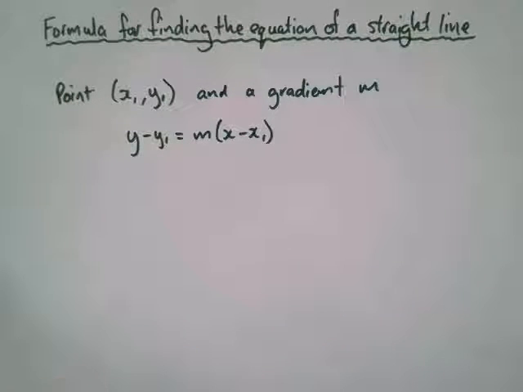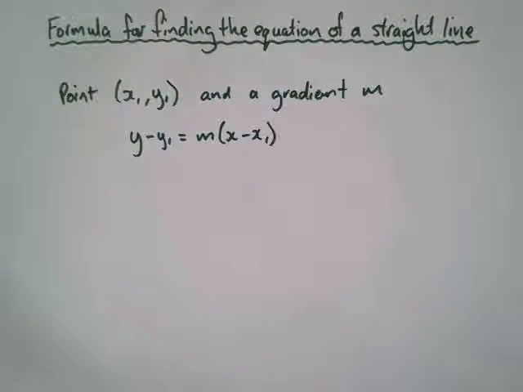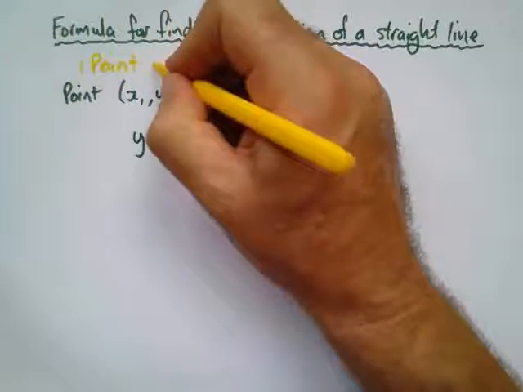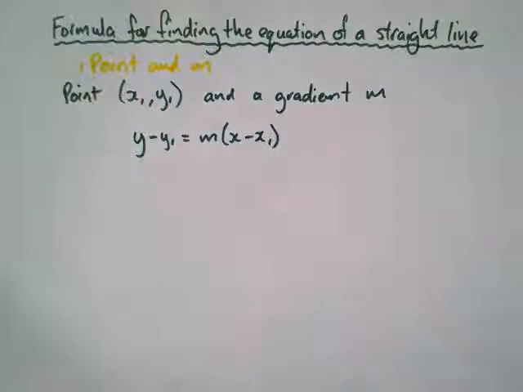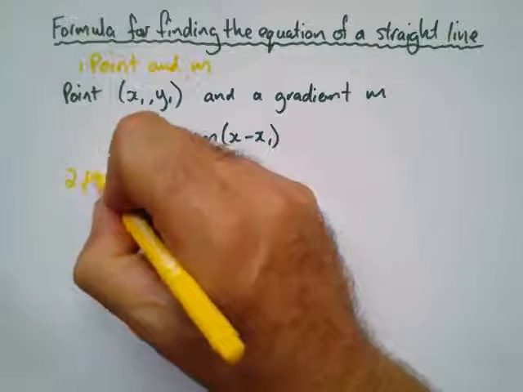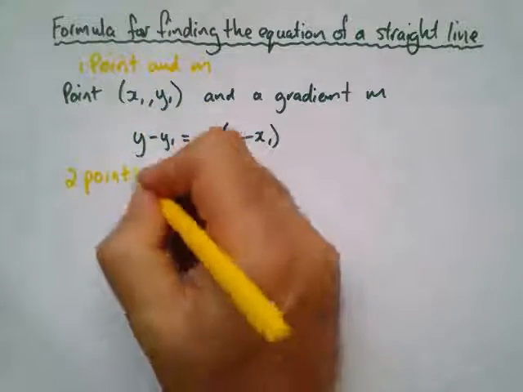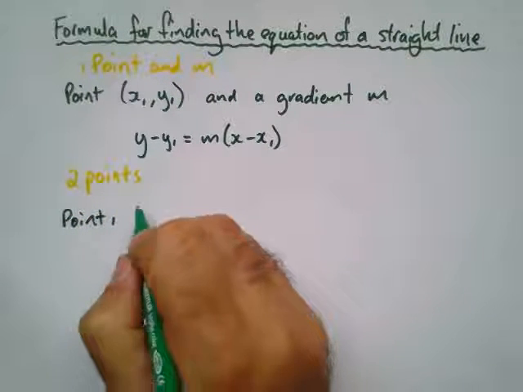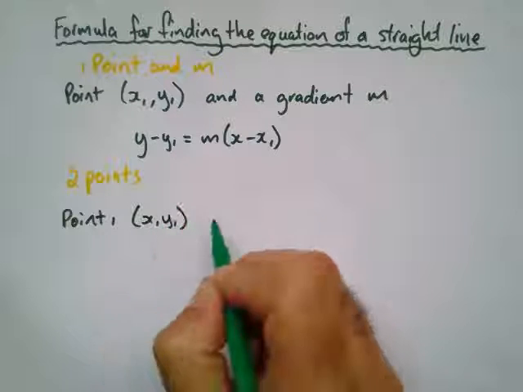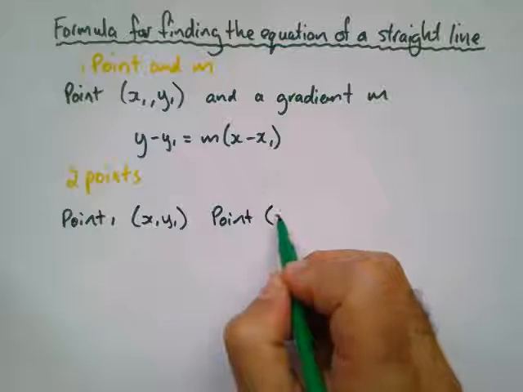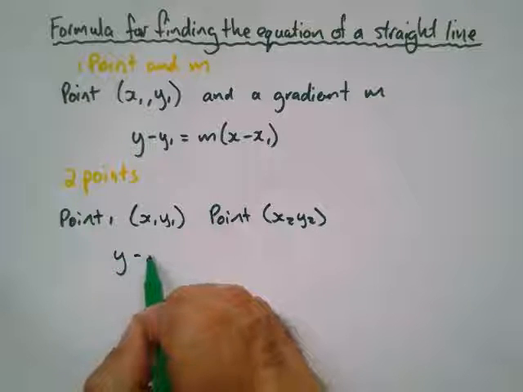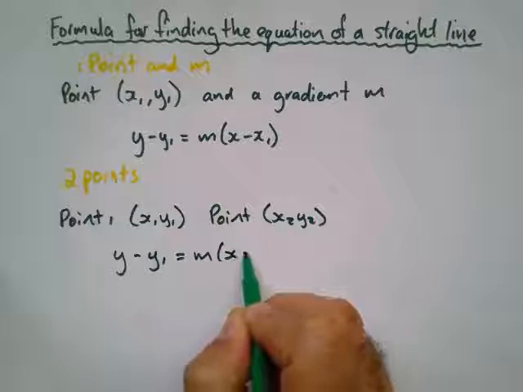If they give us 2 points, let's just rewrite this. This was for 1 point and gradient. If they give us 2 points, we're going to use the same formula. Let's say they tell us the points are point 1, which we're going to call x1 and y1, and point 2, which we're going to call x2, y2. If they give us that, we're still going to use y minus y1 equals m times x minus x1.